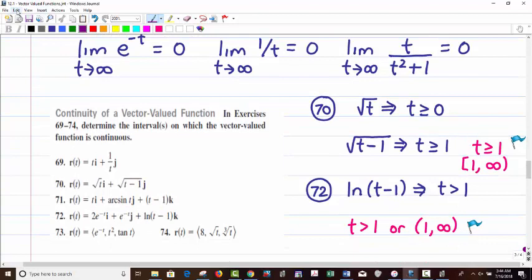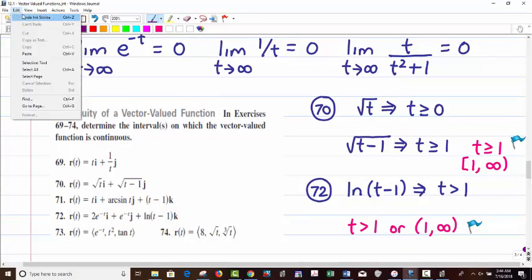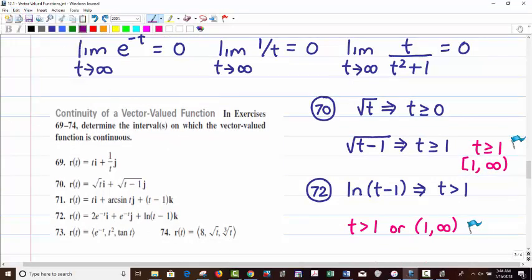Continuity of a vector valued function. Basically, it's sort of like the domain idea. Anywhere where it's going to be continuous is almost just like that. So essentially you're finding its domain. That means that's where it'll be continuous.